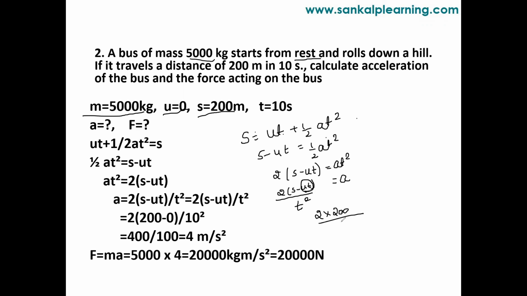It is 10 seconds. So 10 into 10, it is 100. We can cancel these two zeros. Therefore, it becomes 4 meter per second square. That is, acceleration is equal to 4 meter per second square. So once we calculate the acceleration value, calculating force is very easy.